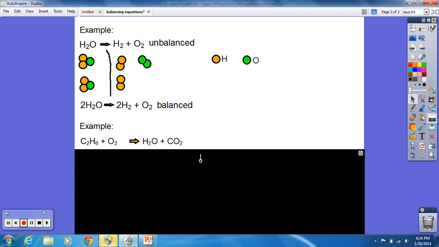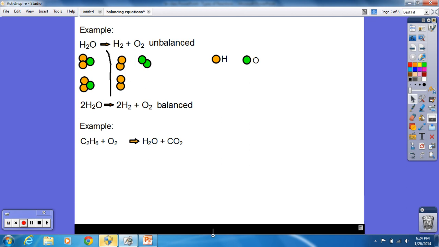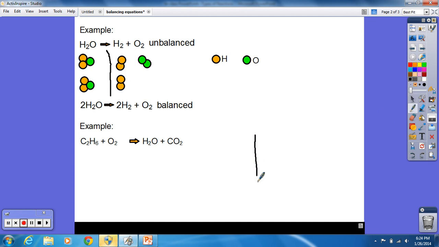You are more than welcome to, especially if this is the first time you're seeing this, and you still need dots as a manipulative. But let's say you're ready to move on. This is how I would do it. I would make a T-chart here. On one side, I would say R for reactants. On the other side, I would say P for products. And then I would list all of the elements.